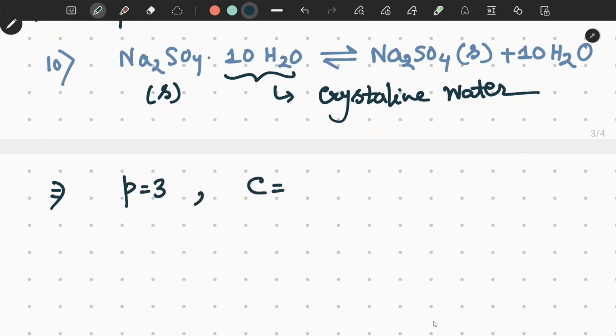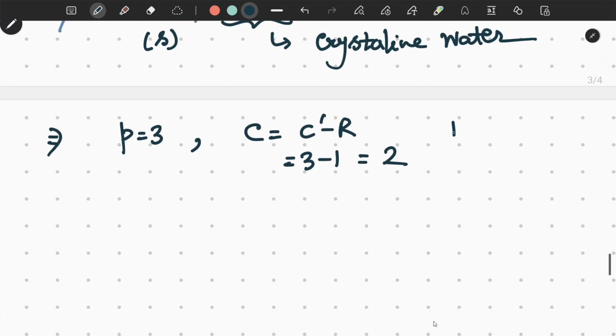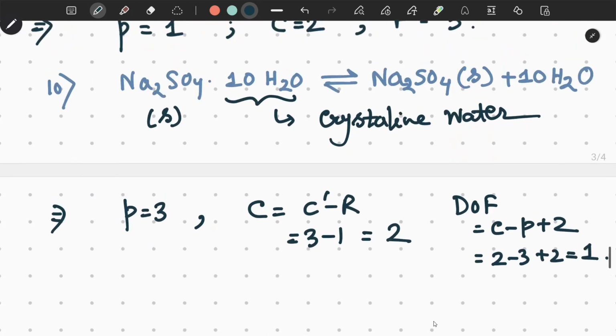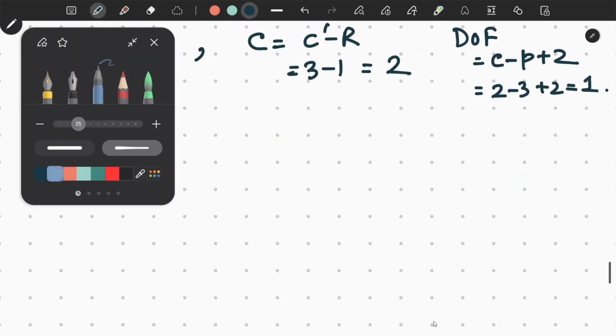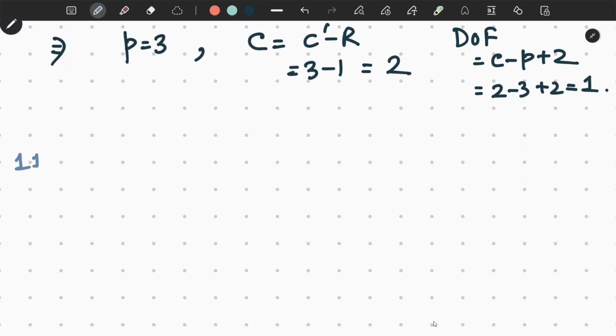But components minus one: three, minus one. Exactly. So it's two. So what will be the degree of freedom? Two. Oh, sorry, three minus two, that's one. Right? Okay.